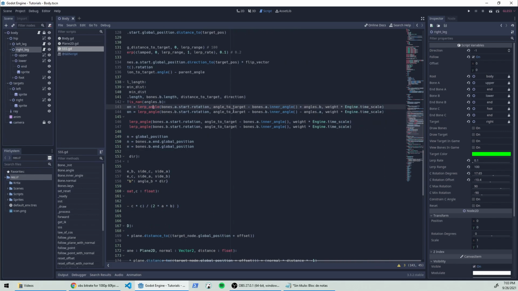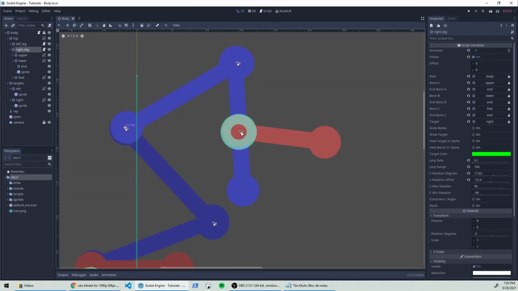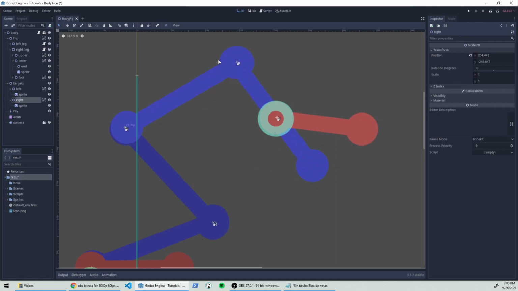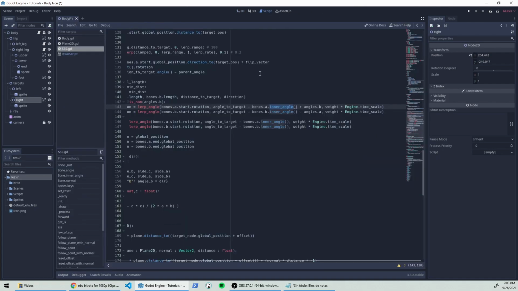As you may notice here, we are assigning the angle to the target minus the bone's inner angle. So we offset our inner angle configuration. As I mentioned before, if you set your bones to be at a 90 degree angle, or at 0, or maybe your sprite is at an angle, we're basically just canceling that out. And then for the first one, we are adding angle B, and for the second we're subtracting angle A.